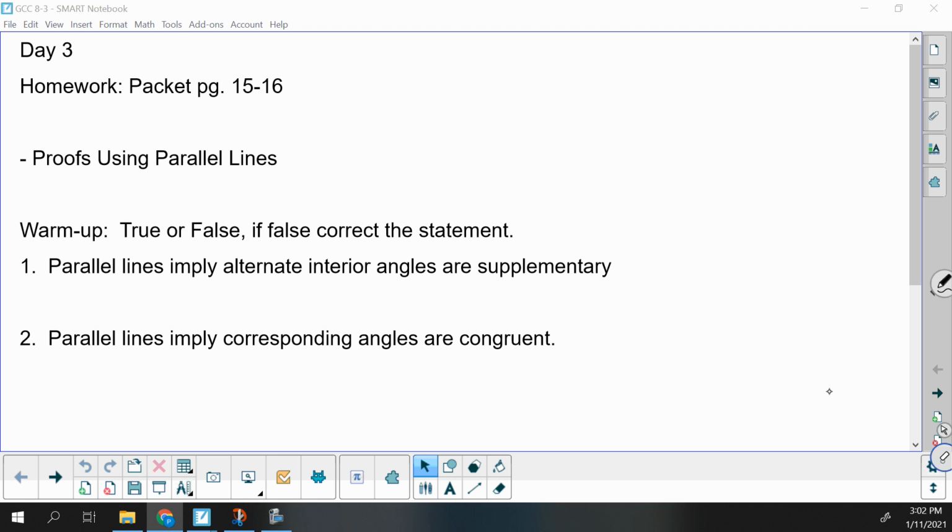Today we've got packet pages 15 and 16 for your homework. You've got proofs using parallel lines as our topic. Take a moment to pause the video and do your warm-up on your warm-up sheet. And there will be a question that pops up that asks for your responses for each of those.